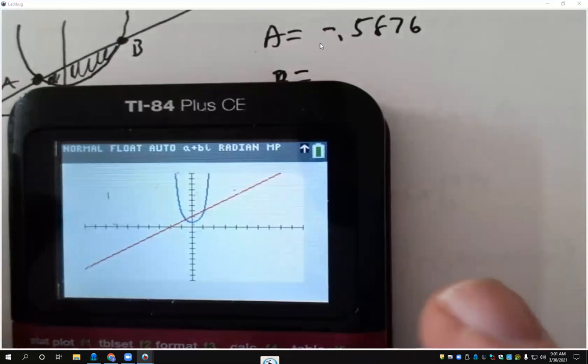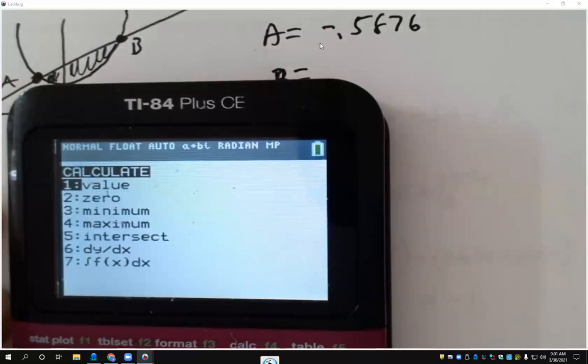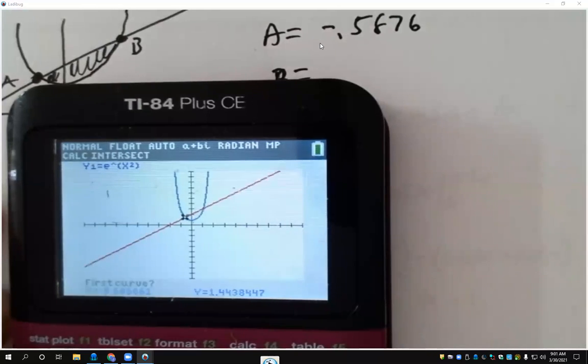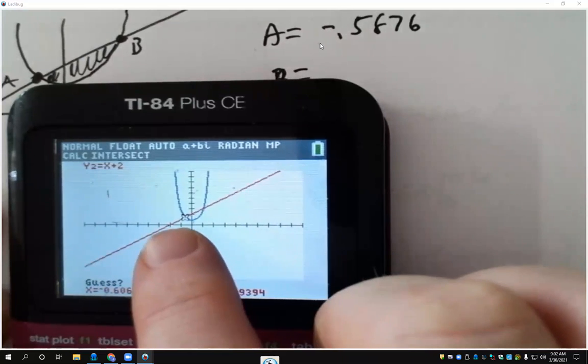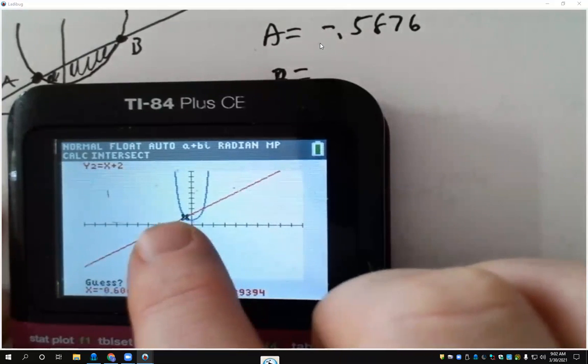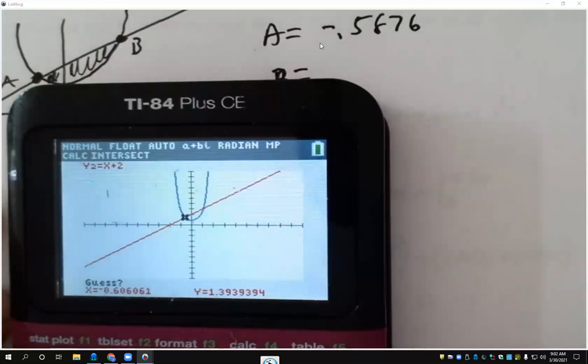So we're going to go second calc option 5. First curve is Y1, second curve is Y2, but notice where my cursor is. If I hit enter right now on guess, it's going to give me the same answer again. So I want to move my cursor so it's closer and I try to get right on top of the other intersection point right here. So see, I'm going left and right with my cursor. I want to definitely be closer to this guy. Okay. Then I'm going to hit enter.